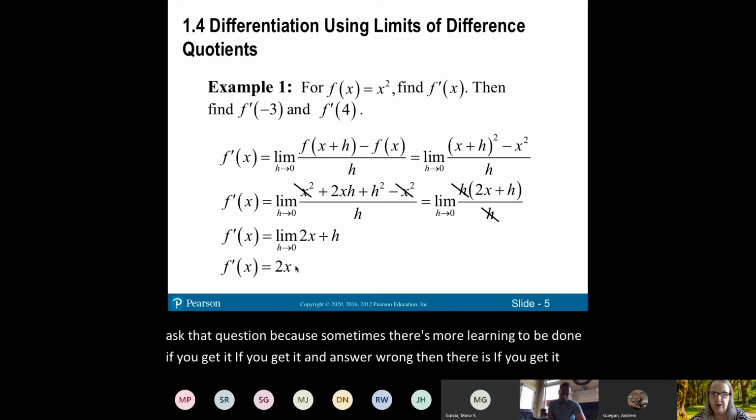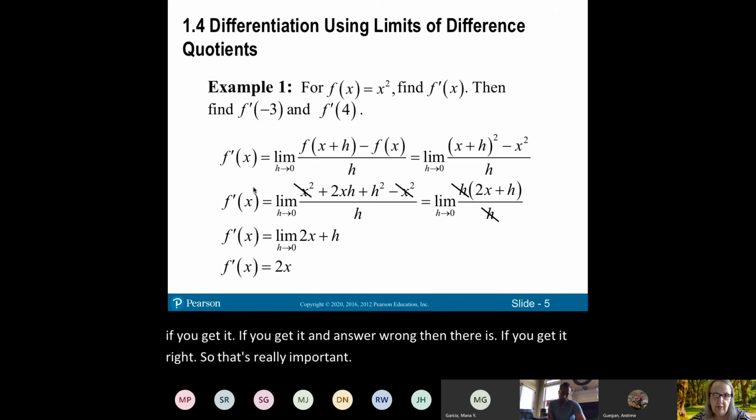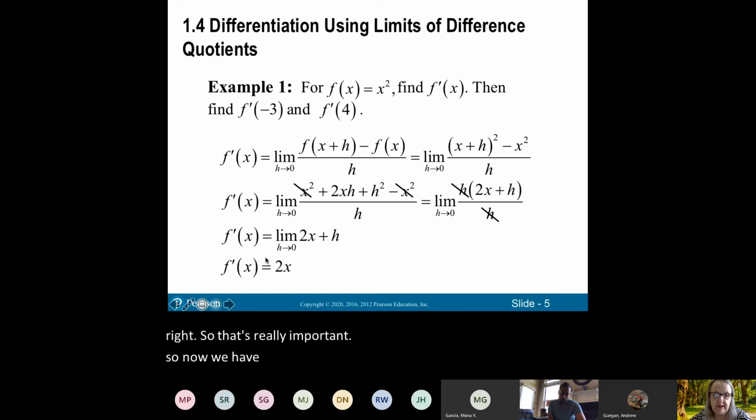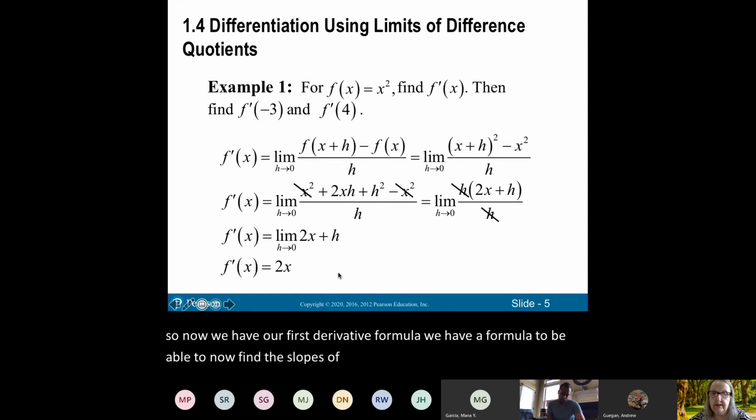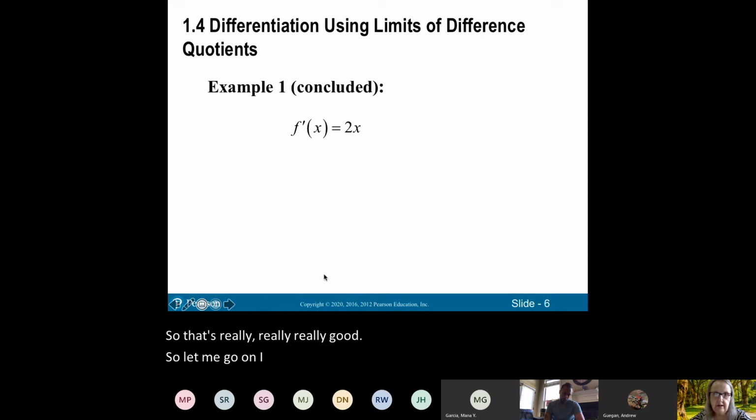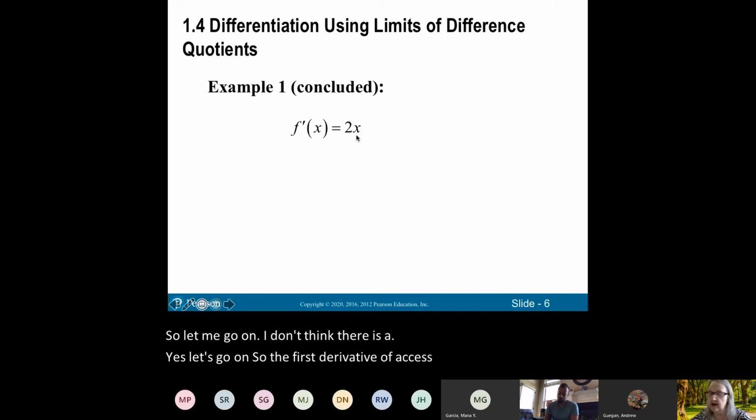So that's really important. So now we have our first derivative formula. We have a formula to be able to now find the slopes of any tangent lines we want. So that's really, really good. So let me go on. The first derivative of x² is 2x. So they're just writing that over again.